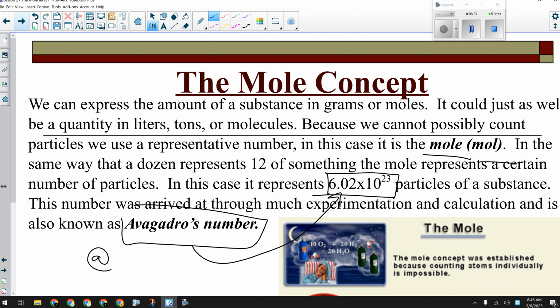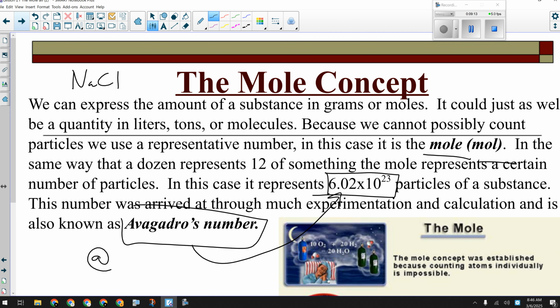Now, something to note. I keep using the word particles. There are this many particles in a mole. I don't say atoms. Why? If I had this, the smallest particle of sodium chloride isn't an atom, it's a molecule. Both atoms and molecules are particles. That's why I'm using the word particle.